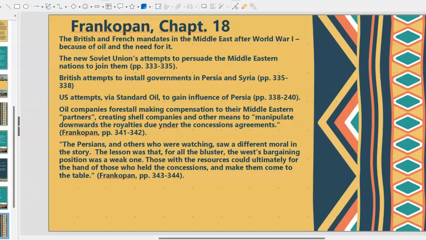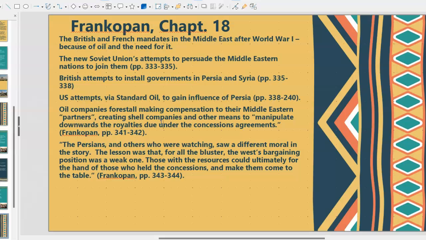Oil companies do their best to thwart the concessions or the royalties they are supposed to have promised to have paid to these Middle Eastern empires. That in turn is going to lead to a lot of the problems that the Persians and others have with the West, not only then, but even into today.